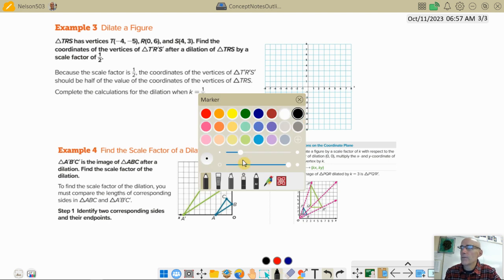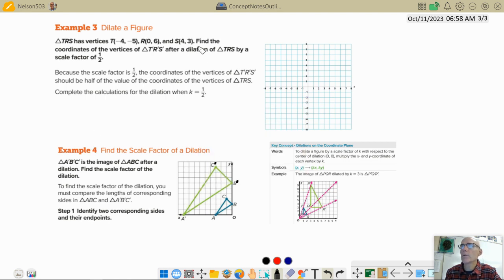First of all, the thickness of the pen's driving me crazy. Because the scale factor is 1/2, they want us to graph all these points, and then they want us to do a scale factor of 1/2. They're telling us that it's going to be a reduction, okay? And you notice they're saying the vertices of triangle T prime, R prime, and S prime are going to be half the value of the coordinates of TRS. So let's first graph TRS.